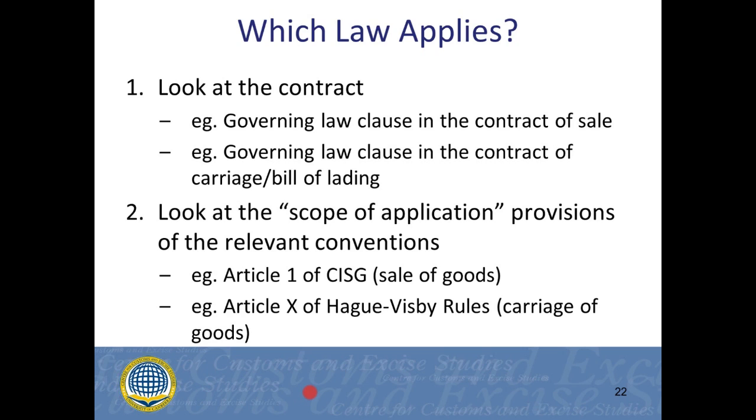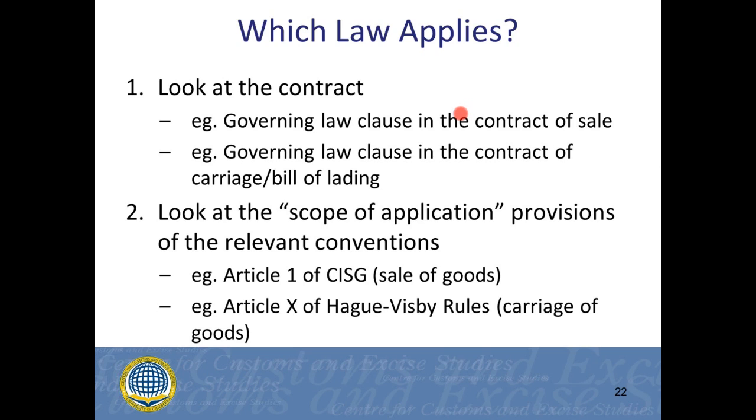In order to determine which law applies, we first need to look at the contract itself to see whether the applicable or governing law is specified in the contract. When it comes to the contract of sale, we would look at the governing law clause, and similarly, when it comes to the contract for the carriage of goods, we will look at the governing law clause or the applicable law clause to see what law applies. A bill of lading normally would have, on the reverse side, the terms and conditions, and usually it has provisions that deal with governing law.